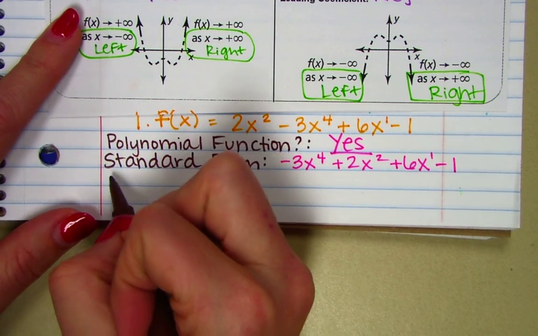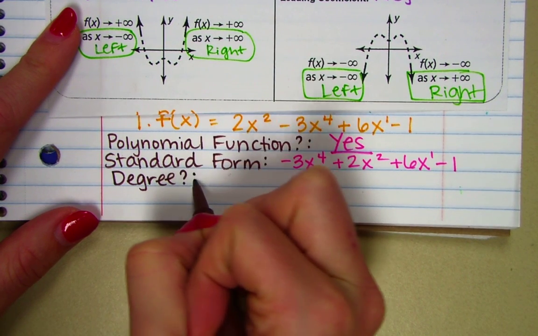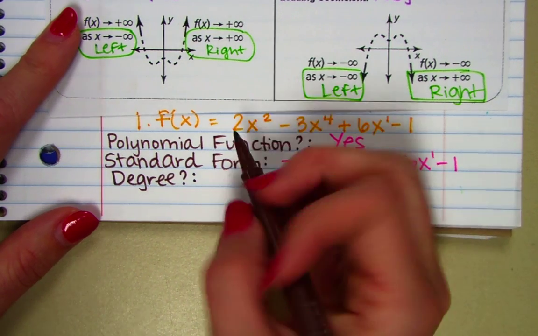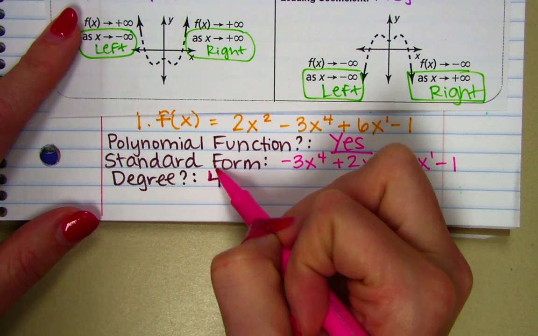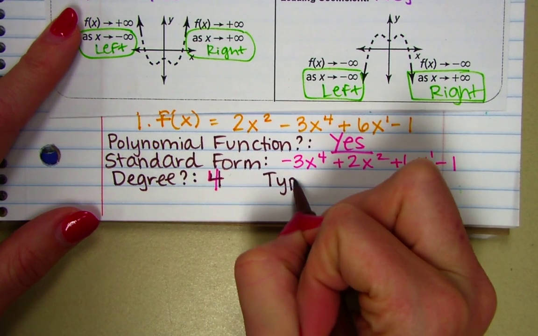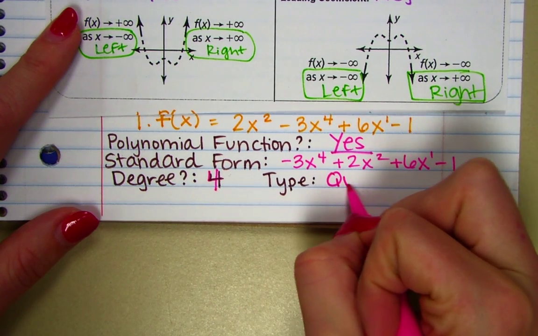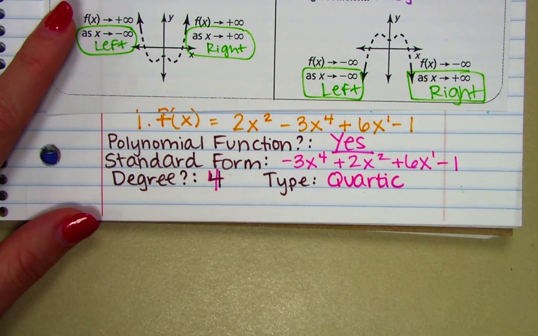Okay, so standard form, degree. Okay, what's the highest degree? Right, 4. Okay, so if the degree is, oops, I'm going to do this in pink. If the degree is 4, what type is that? Quartic. Yes, good try to say the word because I feel like it's weird for me to even say. Okay, that's quartic. It's a quartic graph.